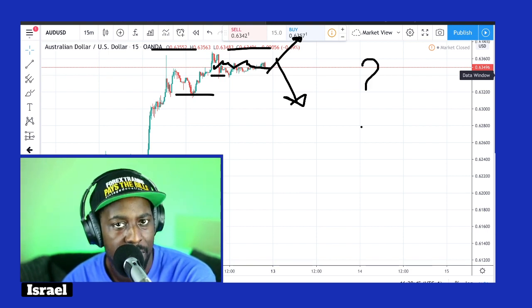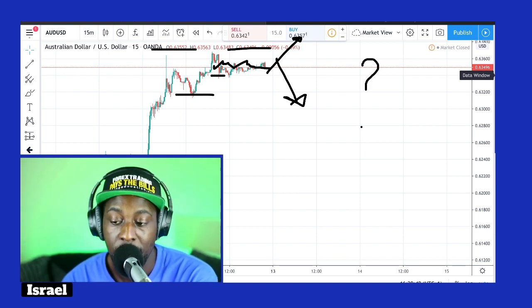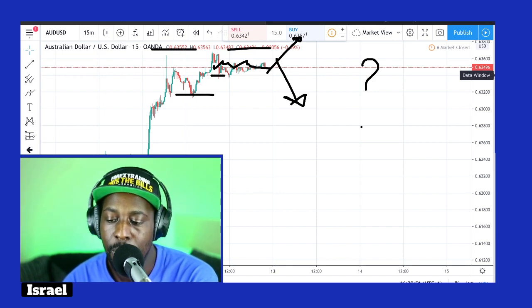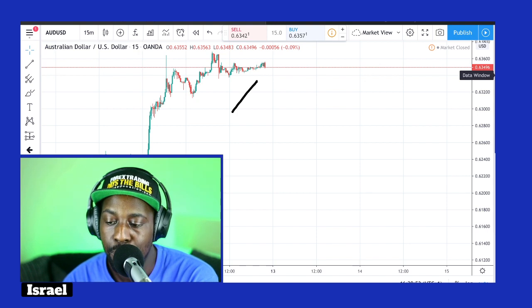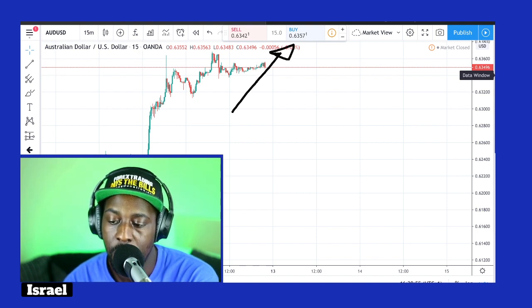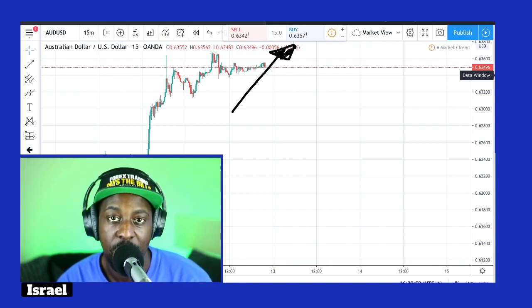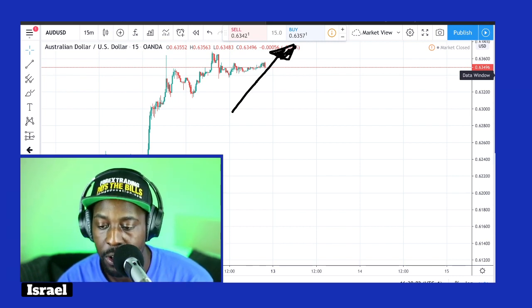Is it a sell position? Is my price now ready to go? These are the kind of things you have to factor in. But I see no problem this week, from a preliminary standpoint, looking to buy the Australian dollar against the US dollar. That's what I'd be looking to do.